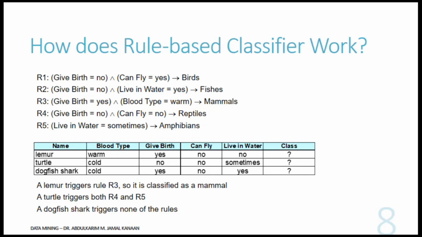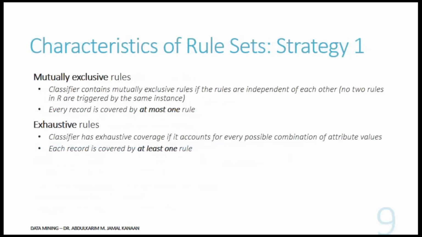We take the record, one: blood type is warm, give birth yes, can fly no, live in water no. And then we go and see which rule can be triggered by this record, meaning which rule is satisfied. That means if you write if then, and the if is true, then you can lead to the final prediction. Okay, so we start with rule one. Rule one requires only the conditions give birth and can fly.